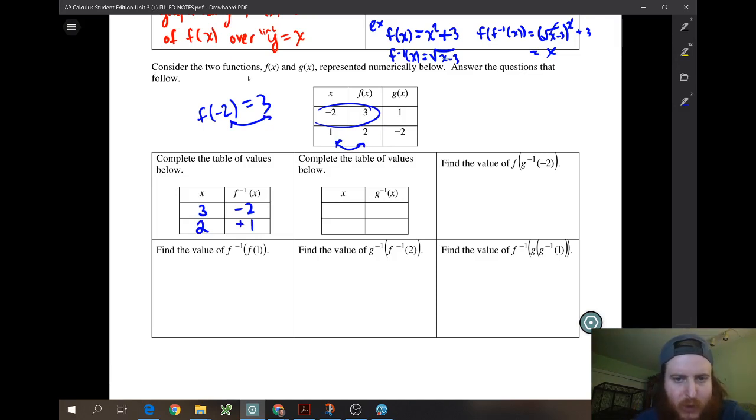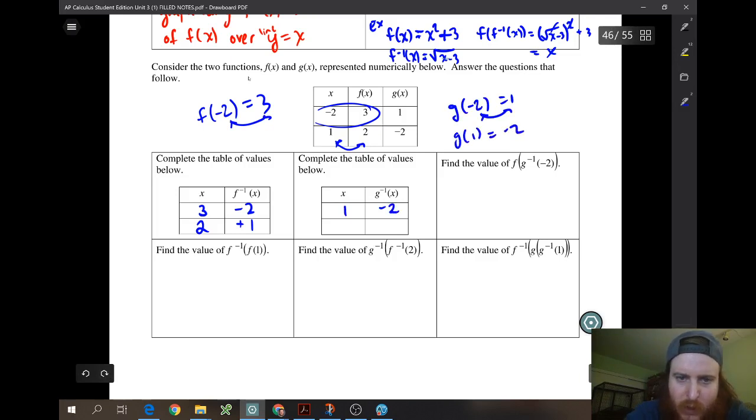We can do the same thing for g. g of negative 2 is 1. So if we flip those points, we get 1 and then negative 2. And same thing, g of 1 would be negative 2. Like at x equals 1, the g value is negative 2. So if we flip those 2 points, we get negative 2 and 1. Okay, so that kind of helps us out.